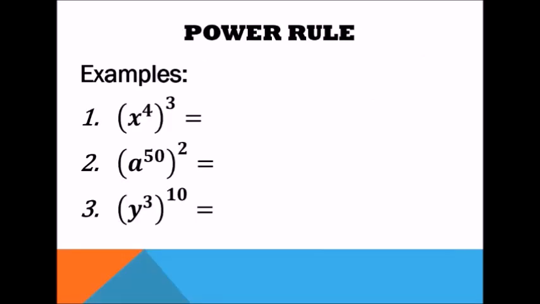So, for example, number 1, x to the 4th raised to the 3rd power. Kumbaga, x to the 4th times x to the 4th times x to the 4th siya. So, 4 plus 4 plus 4, or 4 times 3, our answer will be x to the 12th power. So, try to answer numbers 2 and 3, and see if your answer is correct after a few seconds.